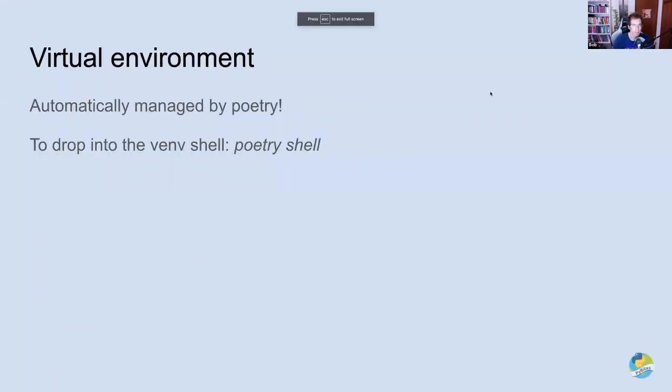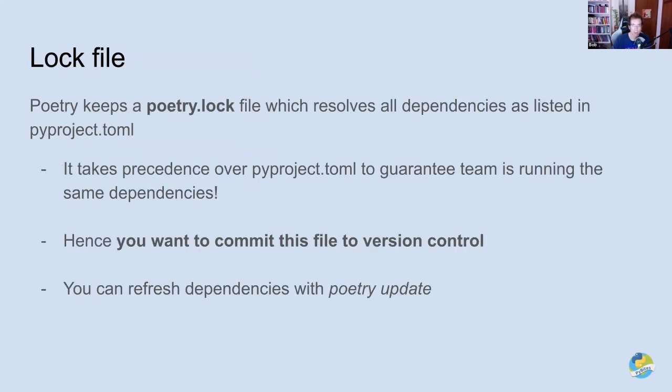Back to the slides. So as mentioned, the virtual environment, you don't have to do that manually. Poetry will do that all in the background. But if you explicitly want to get into the virtual environment, you can use the poetry shell. Also, as mentioned, the lock file, that's where the dependency resolution happens. That's how poetry can make an exact duplicate of your environment on another machine, so for another developer. And obviously, you want to commit that to version control.